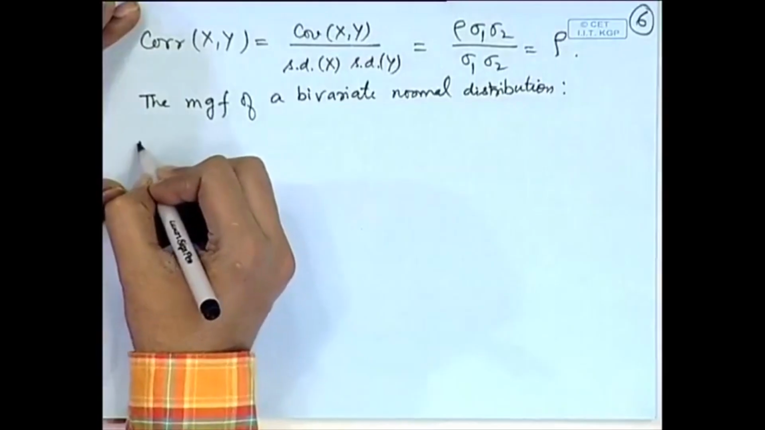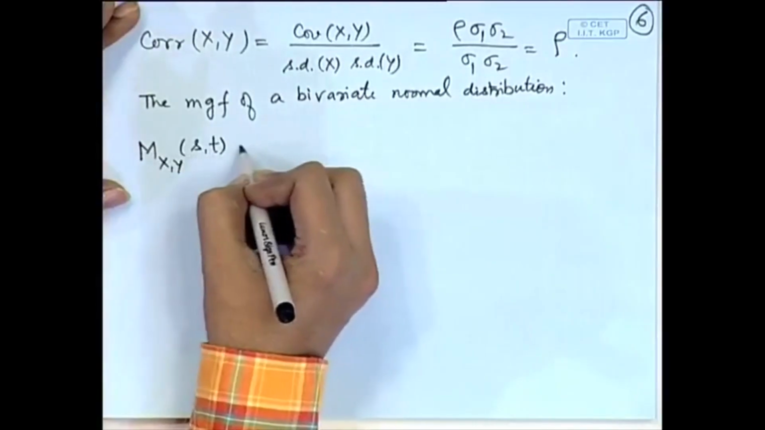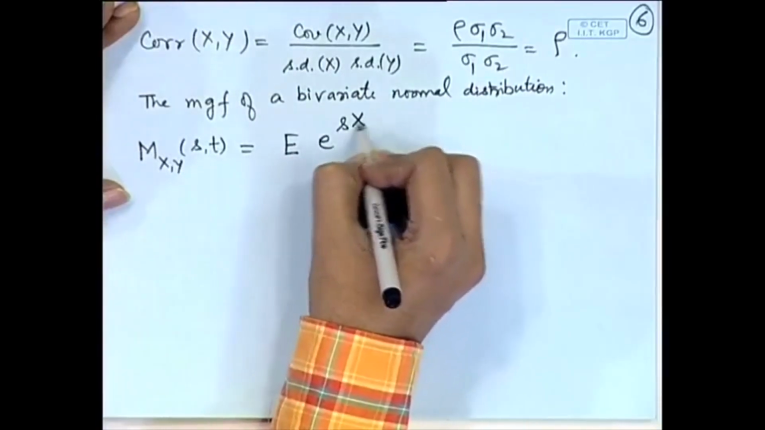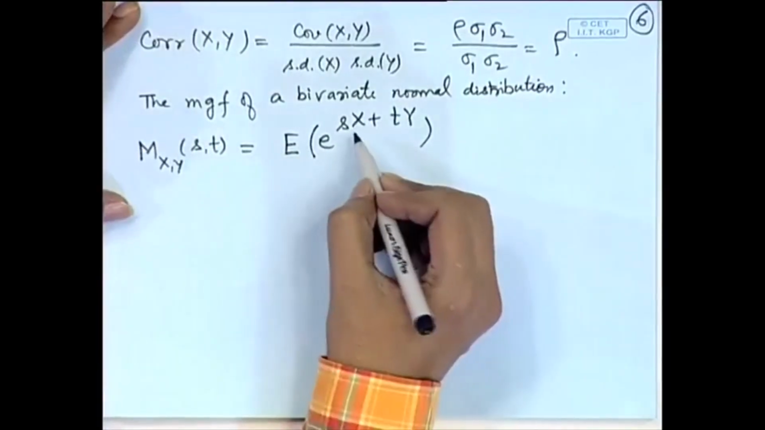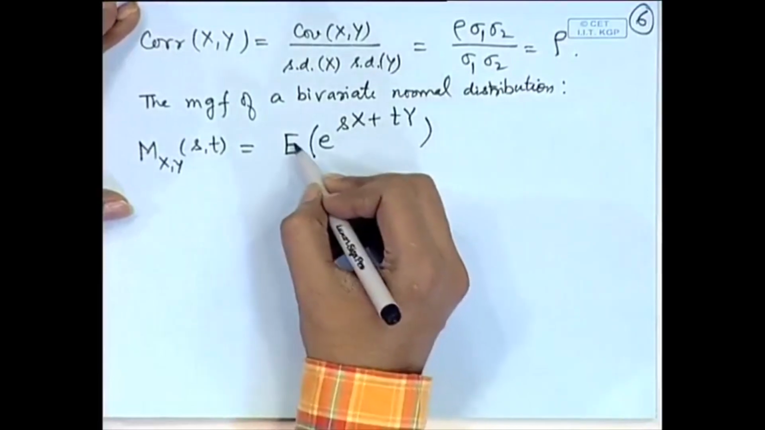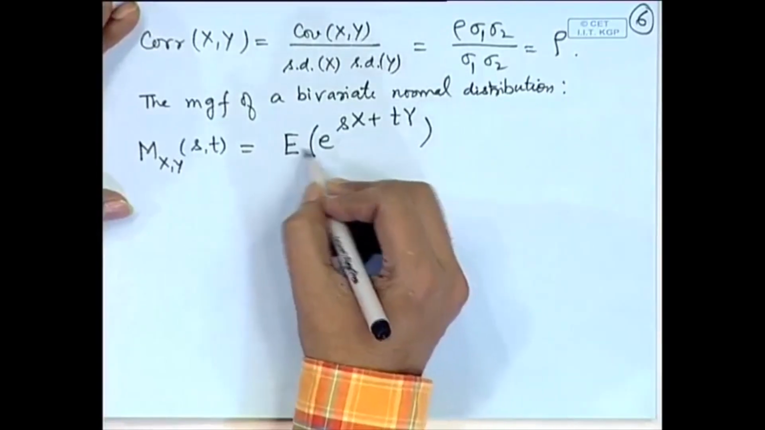So, it is defined as M_{X,Y}(s,t), that is equal to the expectation of e to the power (sX + tY). Now, again you can see that this is some function g of X, Y. So, the joint expectation we can calculate easily in terms of conditional and the marginal expectations.